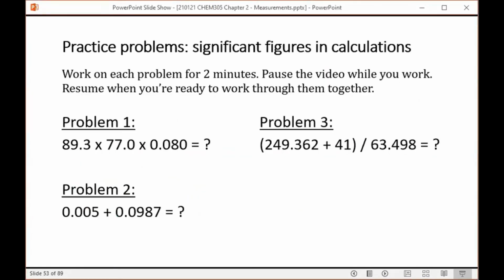So let's do a few practice problems using sig figs and calculations. What I suggest you do is work on each problem on your own for 2 minutes. Pause the video while you work, and then resume it when you're ready to look at us working through them together. So hopefully you've taken some time to pause the video, work through problem 1, problem 2, and problem 3 on your own. And then I'll go over to a whiteboard now to work through these with you as well.